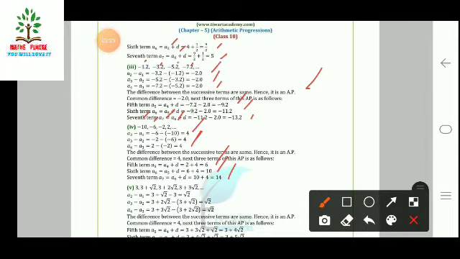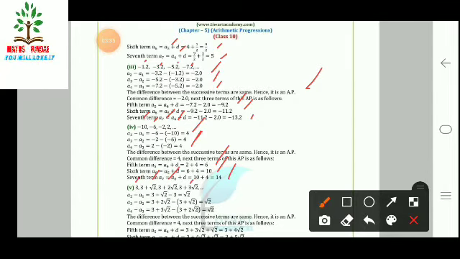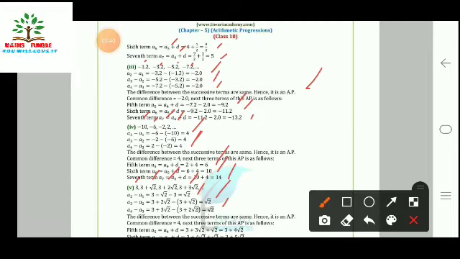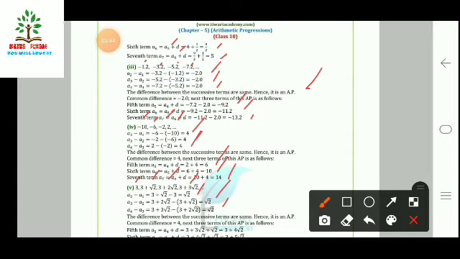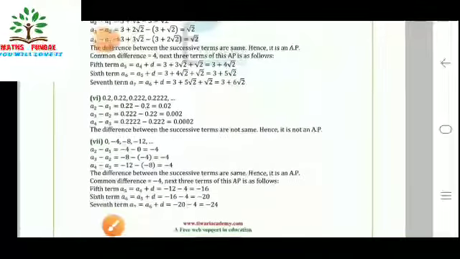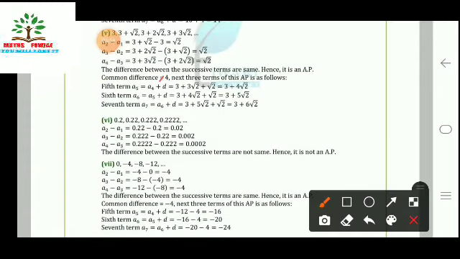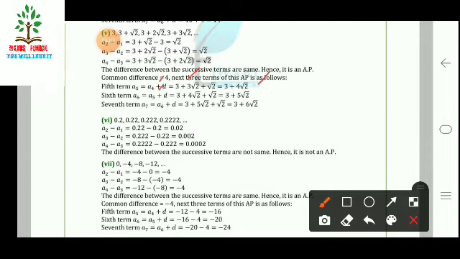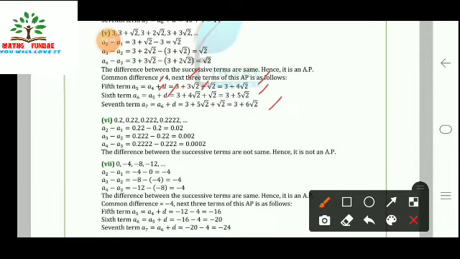Now looking at the fifth part, they have given us 3 plus root 2, 3 plus 2 root 2, 3 plus 3 root 2 likewise. So a2 minus a1, we are finding the difference, which is equal to root 2, a3 minus a2 is again equal to root 2, and a4 minus a3 is again equal to root 2. So we can see here that the difference between the consecutive terms is the same, so it is an AP. Now we have to find the next terms. a5 is equal to a4 plus d, that is 3 plus 3 root 2 plus root 2, that is 3 plus 4 root 2. Then a6 is equal to a5 plus d, which is 3 plus 4 root 2 plus root 2, that is 3 plus 5 root 2. Then a7 is equal to a6 plus d, that is 3 plus 5 root 2 plus root 2, which is equal to 3 plus 6 root 2.